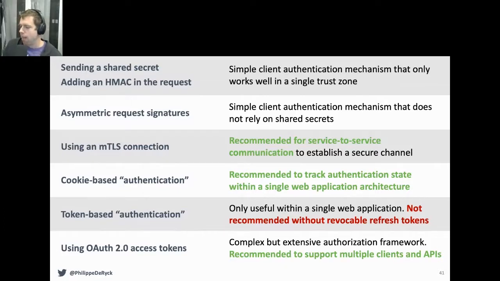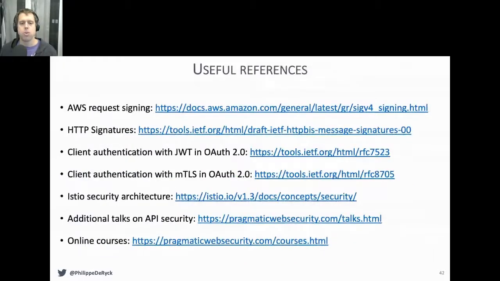All right. Useful references. Things I talked about in a few cases, the request signing from Amazon, the HTTP signature spec, a few OAuth details where they use authentication with a JWT token or with MTLS, and Istio's security architecture as well. I have a few talks from other venues available on my website as well, so check it out if you want to know more about cookies versus tokens and so on.